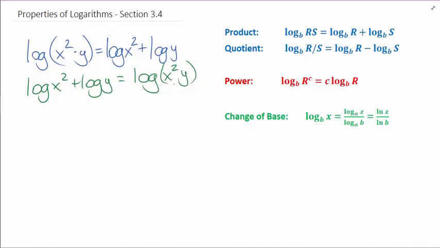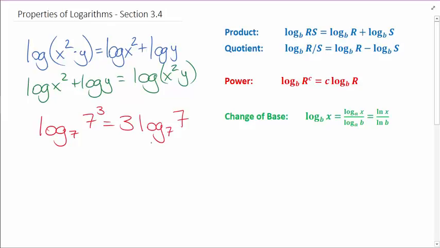The power is going to be a little bit more useful for us moving forward. In particular, when we're solving equations, this property will be highly useful. The property says that if we have the log of a certain base of r to the c power, we can bring that c power down in front. For instance, if we have the log base 7 of 7 cubed, we could then rewrite this as 3 log base 7 of 7. We could then evaluate the log base 7 of 7 to be a 1, and we would get an answer here of 3.